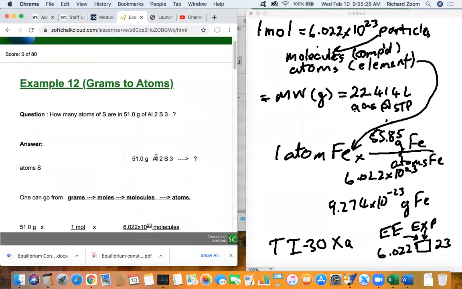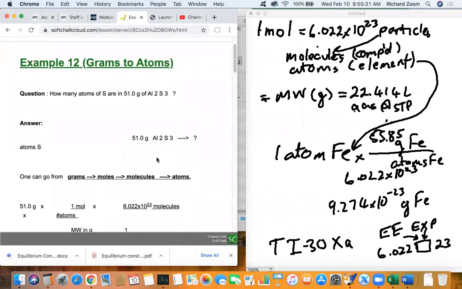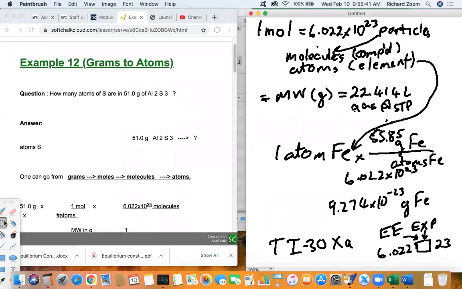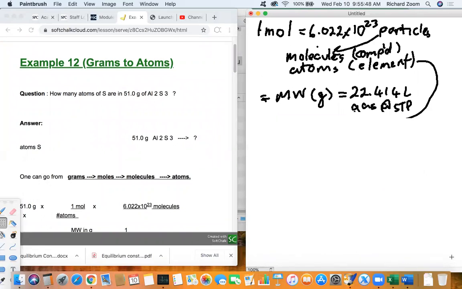This is the last one we're going to look at actually, is the grams to atoms. Then I'm going to go through what the homework looks like and what kinds of things you're going to see on the test as well. So there's no way, again, that we can go from grams straight to atoms, because there's no relationship that we have that goes from grams of a compound to atoms of an element. We can't do that directly.